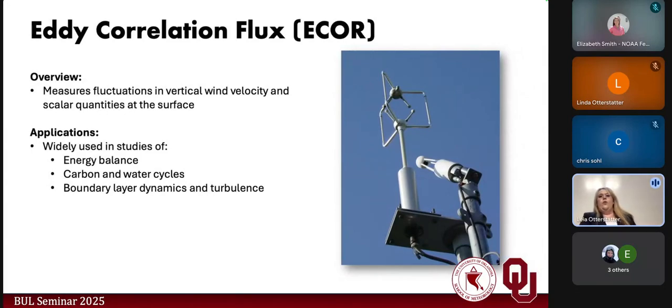Taking a look at eddy correlation flux, also known as E-core data. So this instrument measures fluctuations in vertical wind velocity as well as scalar quantities at the surface. And it is widely used in studies for energy balance, carbon and water cycles, and what I am using it for is boundary layer dynamics and turbulence.